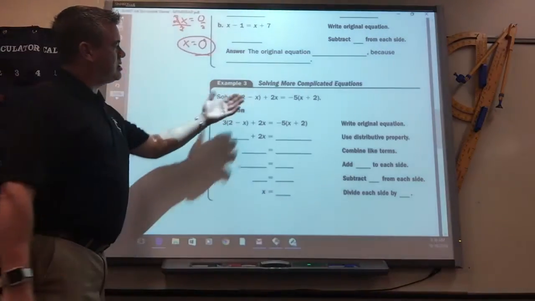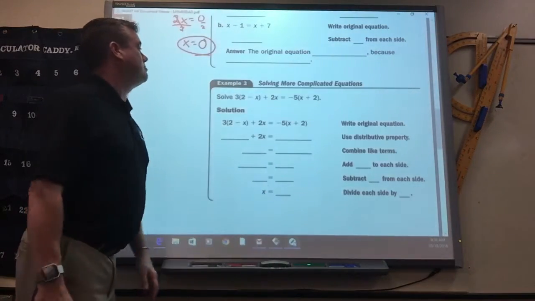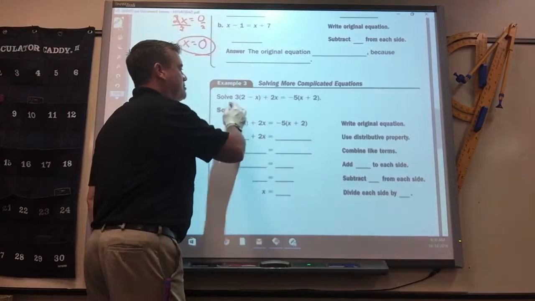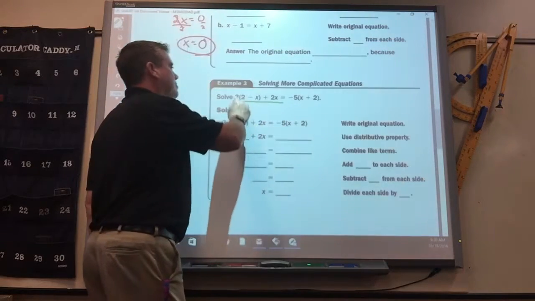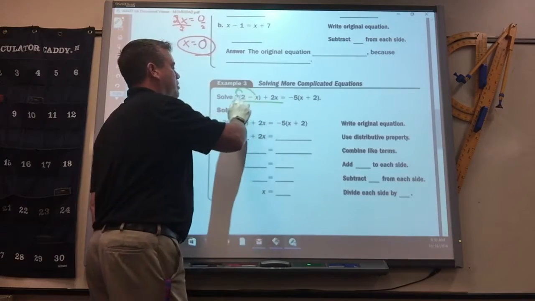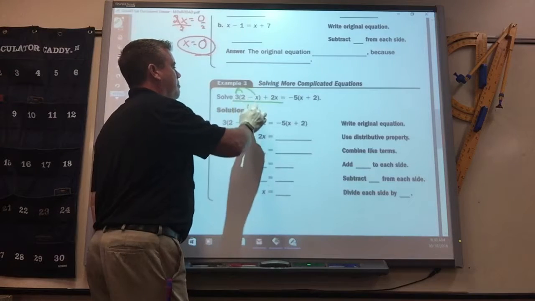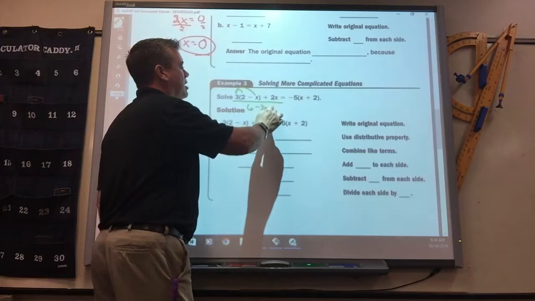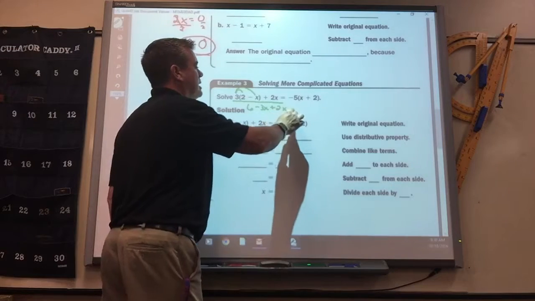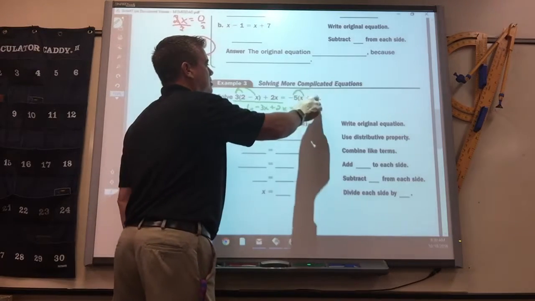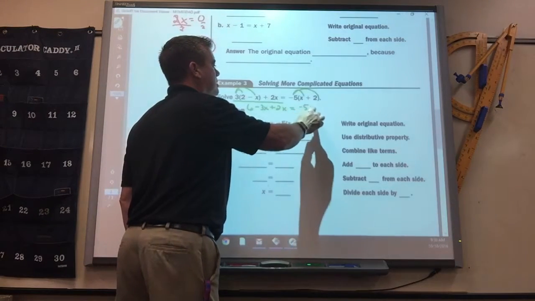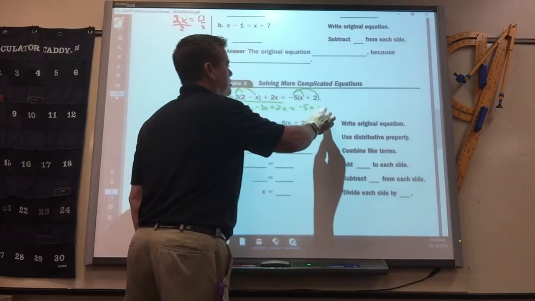So here's a multi-step with x's on both sides. On this left side, we've got to simplify that. Take the 3 and multiply it through, so that'd be 6 minus 3x, and then there's a plus 2x, equals, multiply this through, negative 5x. Negative 5 times positive 2 is negative 10.